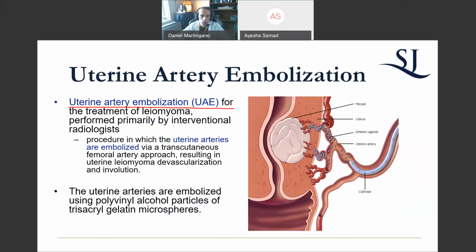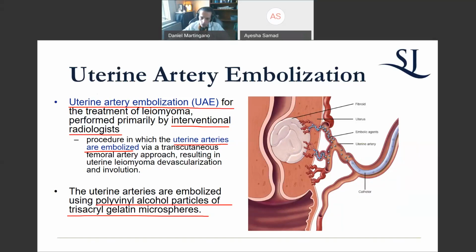This is a procedure that's performed by interventional radiologists. And basically what it does is it embolizes, as it suggests, the uterine arteries by occluding them with polyvinyl alcohol particles. The interventional radiologist will put a catheter through the femoral artery, or there are a couple of other approaches that they can do. Usually that's popular.